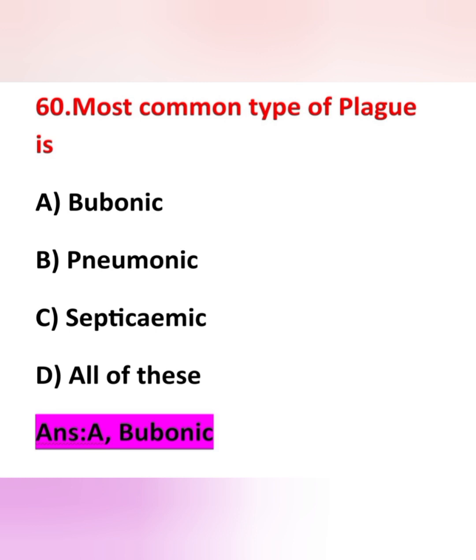In this type, a bubo is an enlarged tender lymph node which develops in the groin, axillary area or neck, and the patient may experience fever, headache, chills, and painful lymphadenitis. So here our question is, which is the most common type of plague, and the correct answer is option A, bubonic.